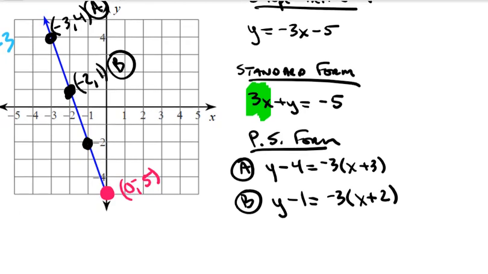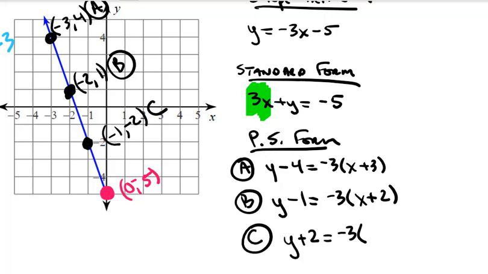And then lastly here, if we use point C, right? Say I use the point negative 1, negative 2, and I call that point C, then in this case we would have the equation y minus negative 2, which changes to y plus 2. And then I'd still have negative 3 for my slope, but now I would have x plus 1.